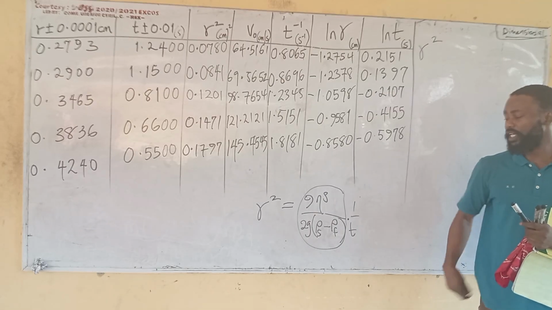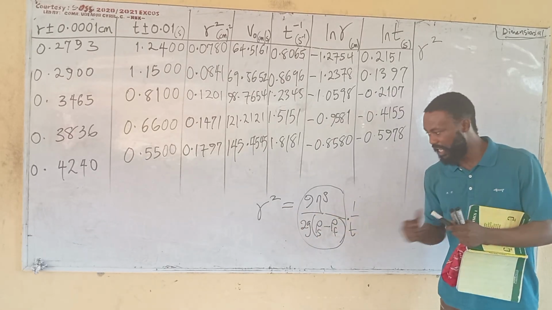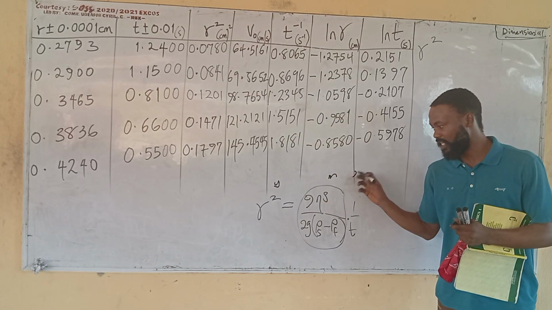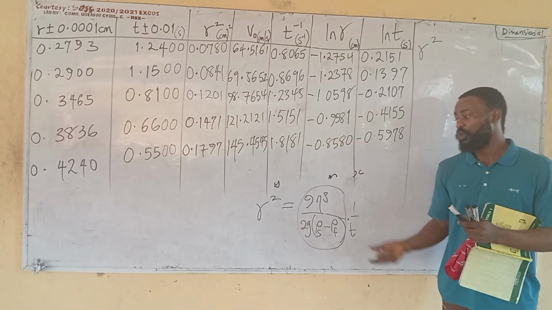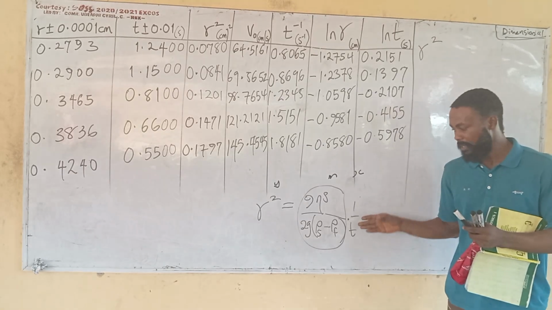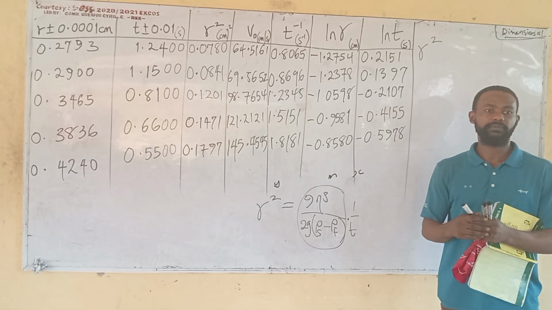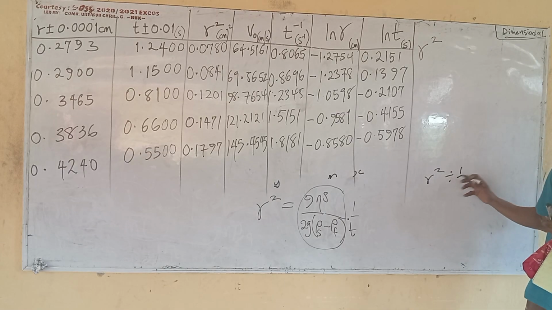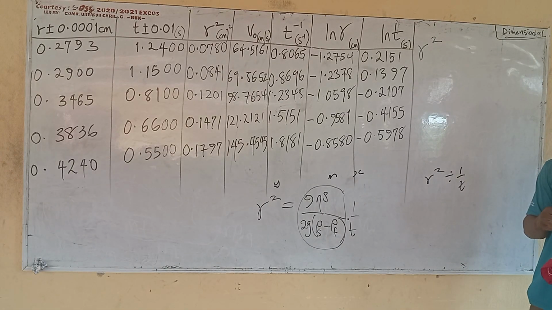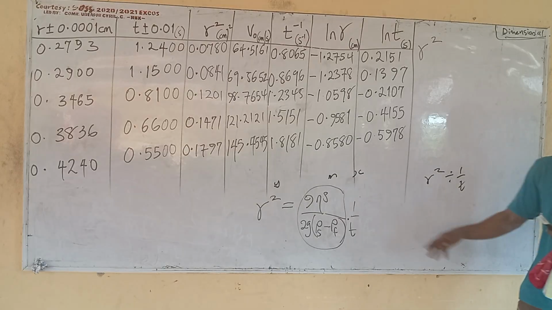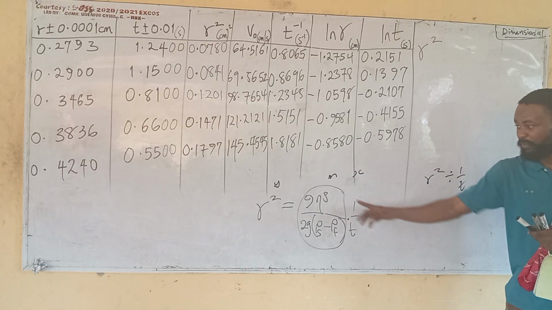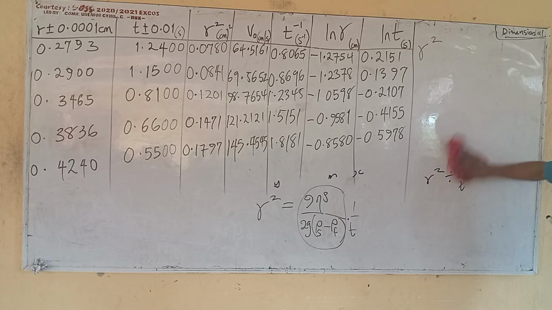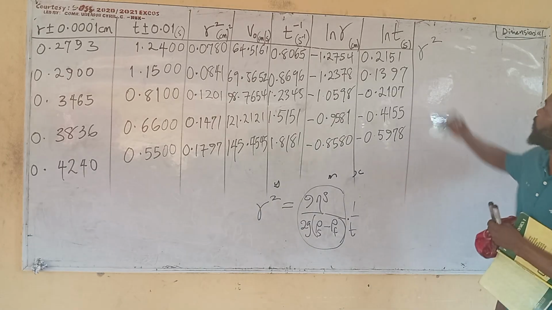listen to me now. This is the equation of a straight line. This part represents M, this part represents Y, and this part represents X. What they are saying is that we should divide both sides by 1/T. Do you remember that our graph is actually R squared divided by 1/T? That is our slope now. If I divide both sides by 1/T, this thing will be cancelled out. So let's demonstrate it.